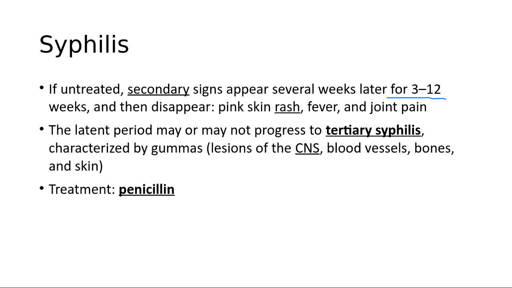And then it may go latent, just go dormant, and not progress to tertiary syphilis. Might be a year, might be many years. There are cases of people who have carried it 30 years with no signs, and then as they get very old and their immune system gets bad, it causes central nervous system issues, blood vessel issues, bone and skin issues. These lesions or gummas are basically just actual lesions in the brain, and that is why it can lead to dementia.